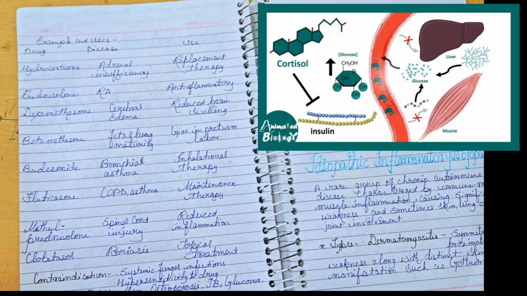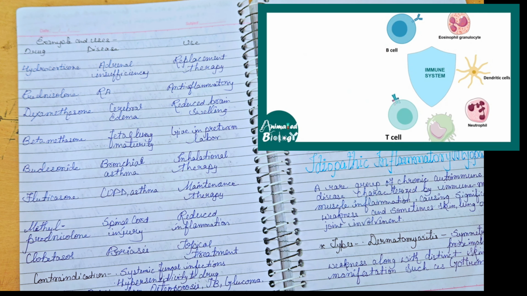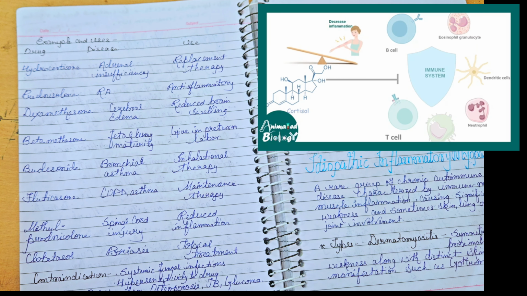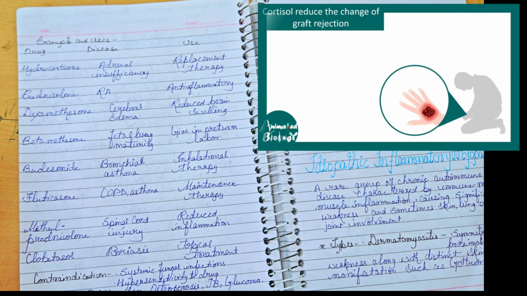Betamethasone is given in preterm labor to enhance the baby's lung capacity, and it is given before the labor period. So next is budesonide.